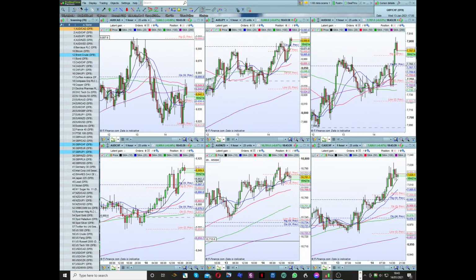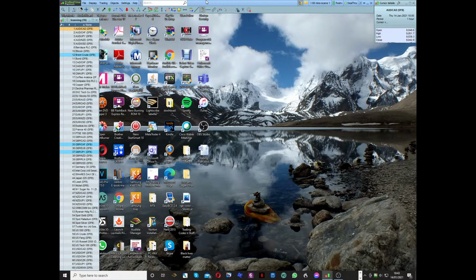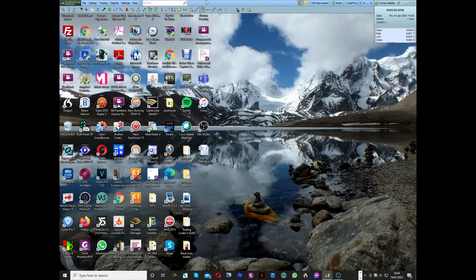I was looking at pound Swiss. Why was I looking at pound Swiss? I'm looking at the hourly chart. I don't know. Should have gone over here, sorry. Give me a second. It's a bit slow because I've got the streaming going on and the ProRealTime up as well.